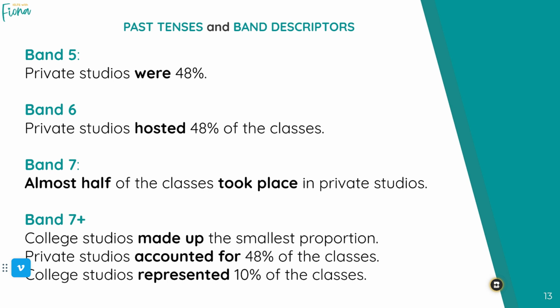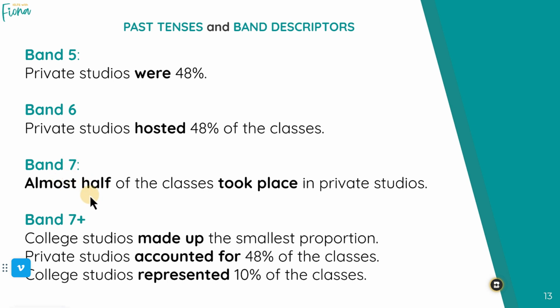So overall, let's have a look at a few options. I would say a band 5, the most basic version, would be to say private studios were 48%. That really doesn't tell us anything. It's not enough information, but it does give us a number and it gives us a past tense. So it's a band 5. Band 6 gives us simple, understandable information. Private studios hosted 48% of the classes. It's grammatically and factually correct.